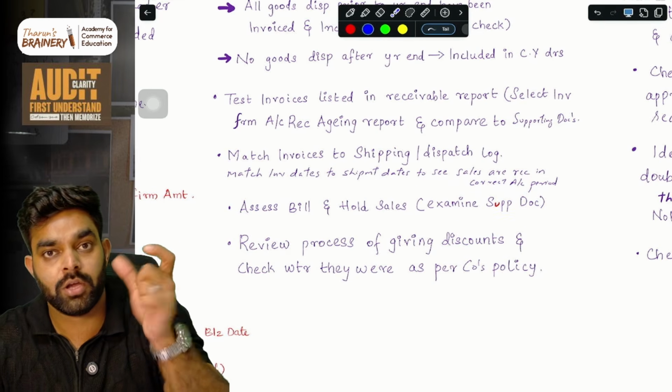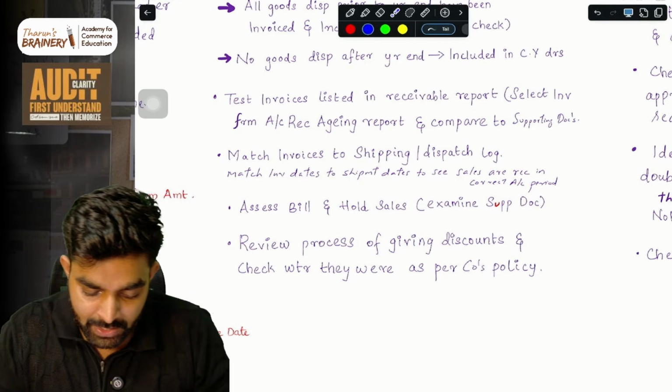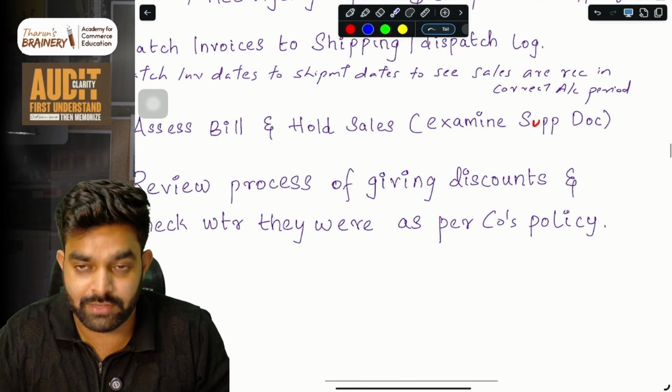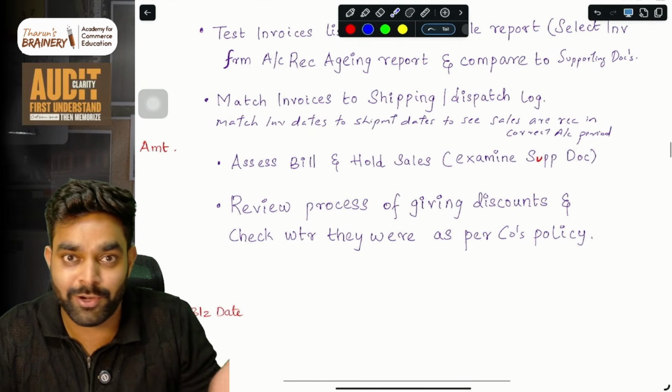Supporting documents means invoices, and things like the bank receipt, to see whether the money has been received or not. Money received will not be there, because otherwise it would not come in debtors.